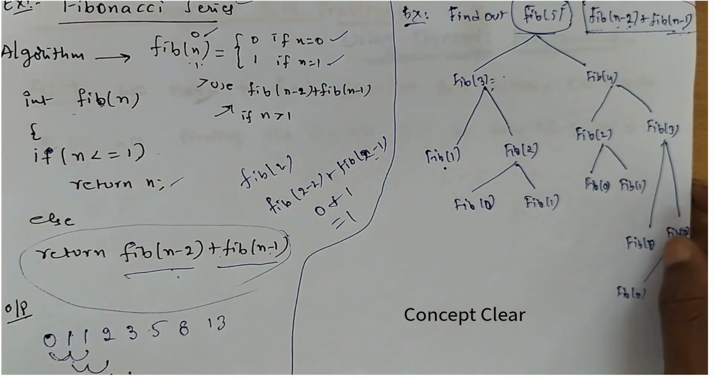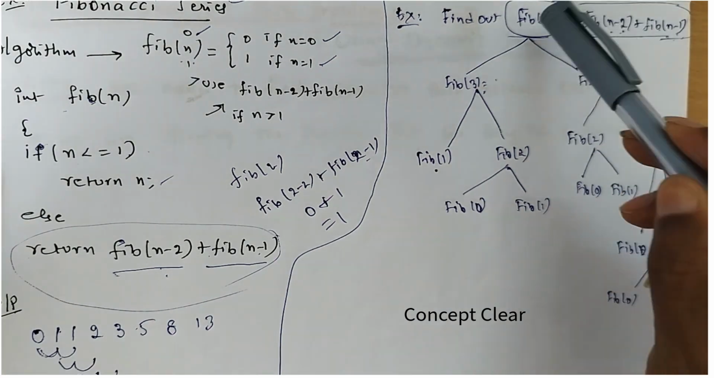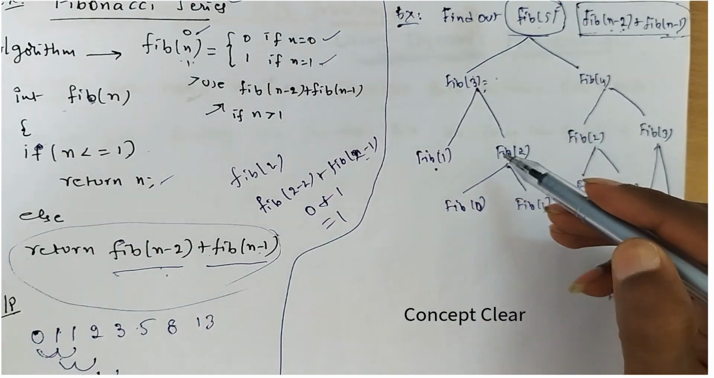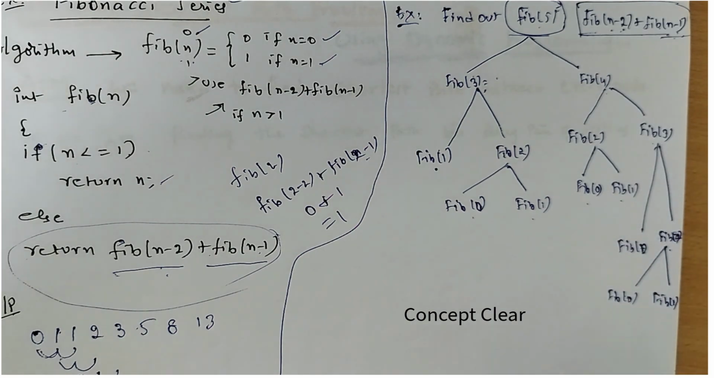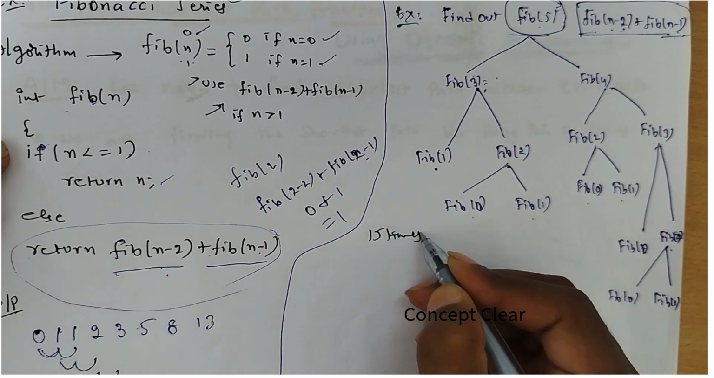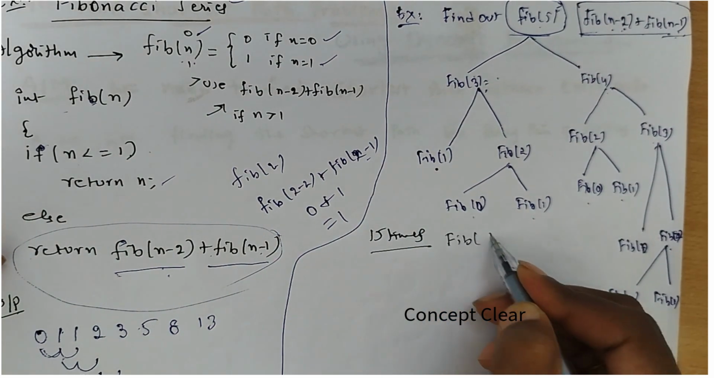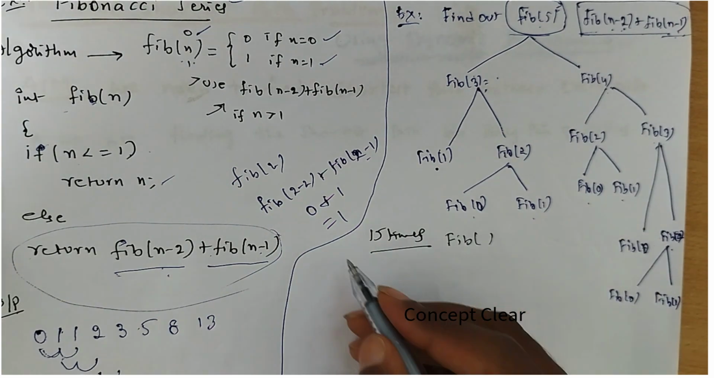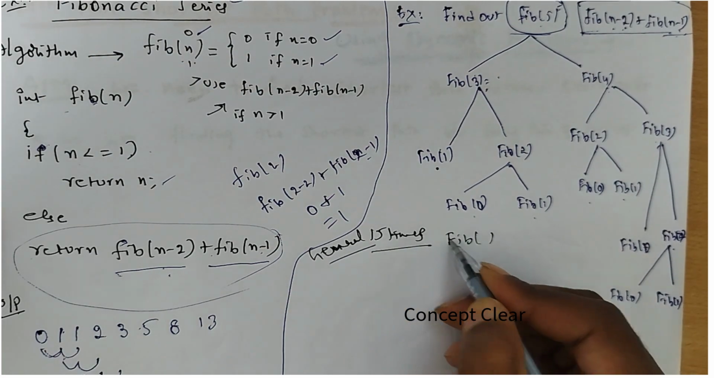Okay, if you do it in the general method, how many steps are we getting? How many functions do we have to call? First fib of 1, 2, 1, 2, 3, 4, 5, 6, 7, 8, 9, 10, 11, 12, 13, 14, 15. Totally, we have to call 15 times. In the general method, if you are applying it to find the Fibonacci series, you have to call the function 15 times for fib of 5.